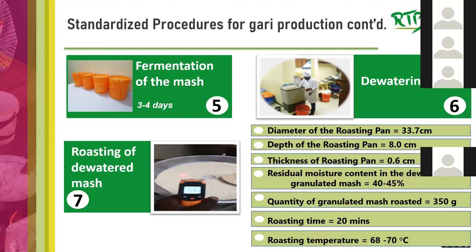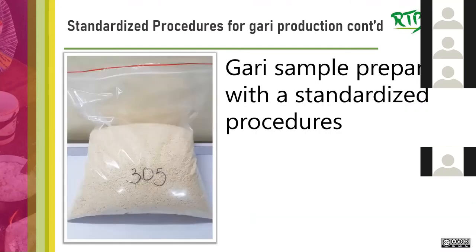The residual moisture content in the dewatered granulated mash is 40 to 45%. The quantity of granulated mash roasted is 350 grams. The roasting time is 20 minutes. Then the temperature is 68 to 70 degrees. With these parameter specifications, we are able to get a very good quality gari at the end as a product. So this is the gari sample we prepared using the standardized procedures.